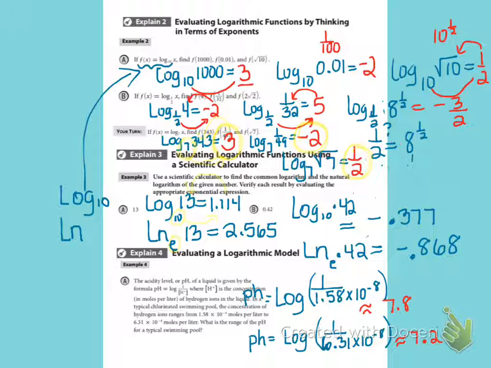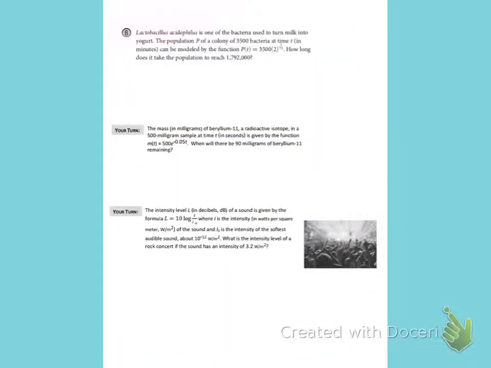And so both of these numbers are pretty close to neutral. 7 would be neutral, so they're a little above neutral, so they're a little more on the basic side. They're not on the acidic side, just a little above 7. So again, the pH would range from 7.2 to 7.8 would be the pH range for the swimming pool. Let's go ahead and turn the page, and we'll look at one or two more examples.